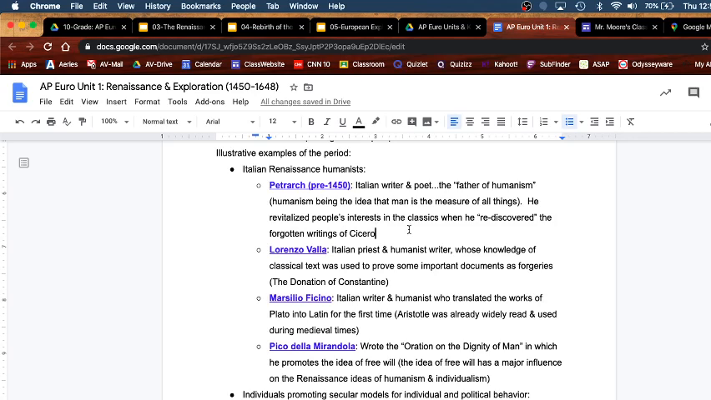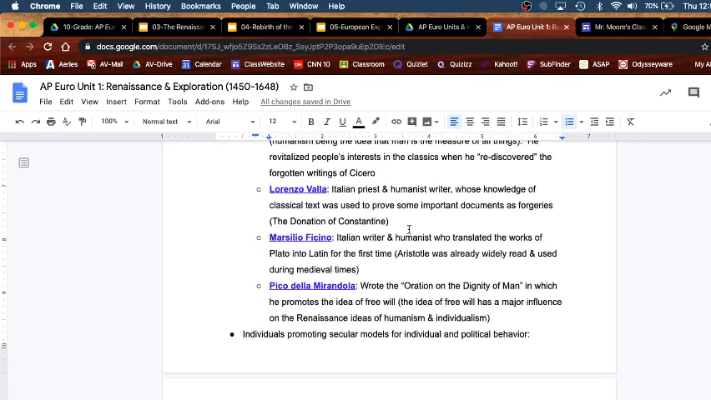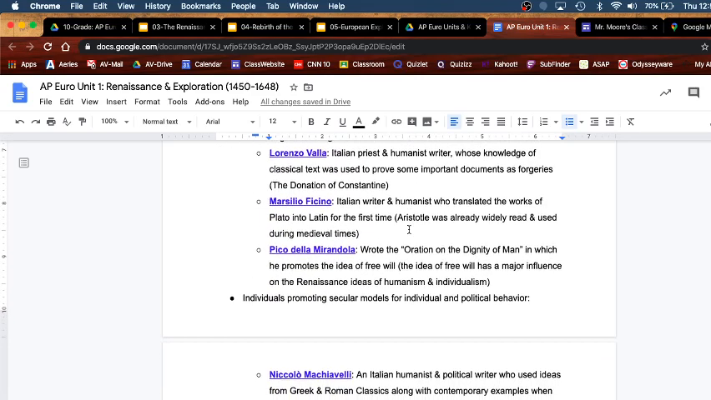Right there at the end of the Roman Republic, when it's falling apart and becoming the Roman Empire. So I'll restate that again. At the end of the Roman Republic, when Julius Caesar and Pompey and Crassus are in a way destroying the old Roman Republic, and it's going to be reborn as the Roman Empire, Cicero's there. And so he's seen as one of the greats. Lorenzo Valla is an Italian priest, so he's Catholic, but he's also a humanist whose knowledge of classical text was used to prove some important documents as forgeries.